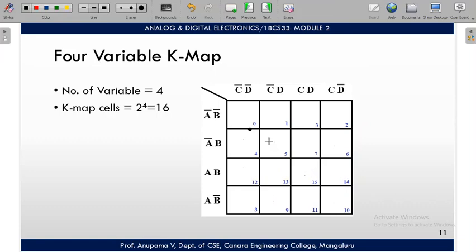Remember, we will note the number in a straightforward fashion. We enter the second minterm in the last column and the third minterm in the third column. Similarly, here the 8th minterm is entered in the last row, whereas the 12th minterm is entered in the third row.